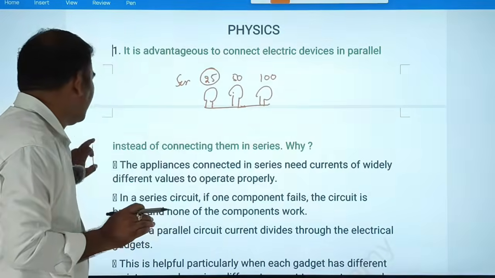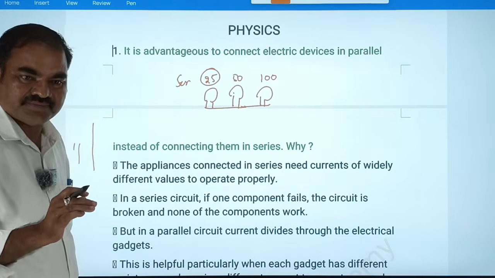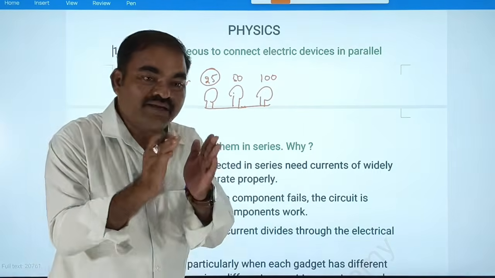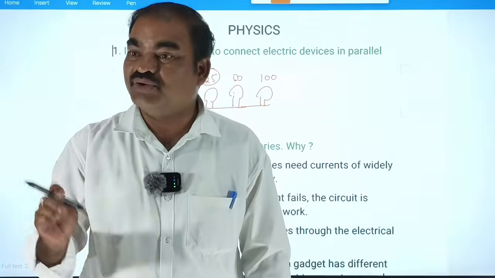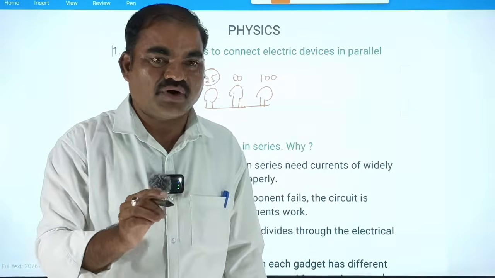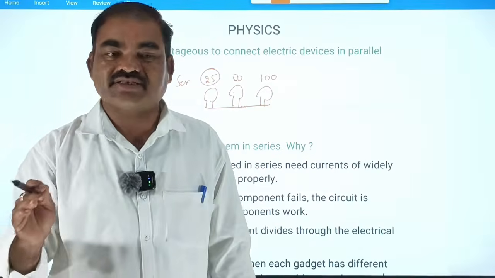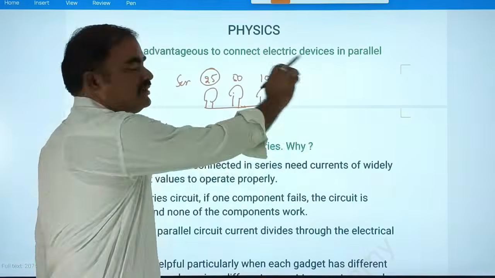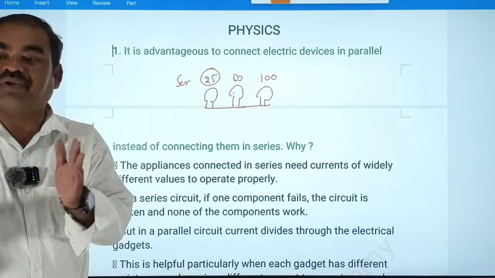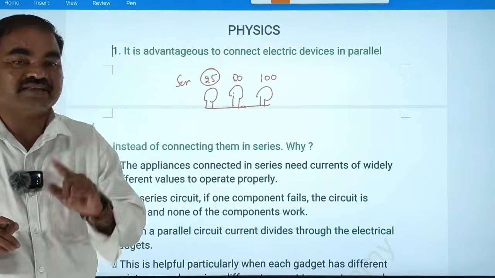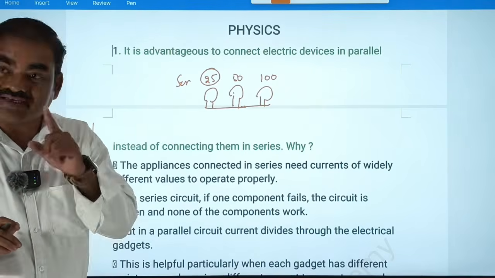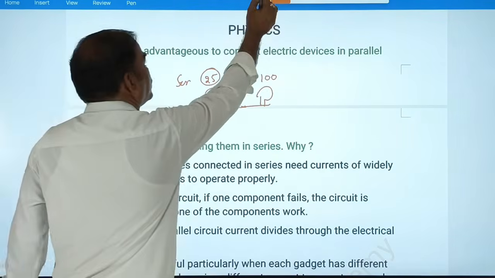And second, if in a series any gadget fails due to insufficient current or it has been damaged, then the whole circuit is broken and all the appliances will not work. If one is damaged, the whole set of appliances will not work. That is the second case.